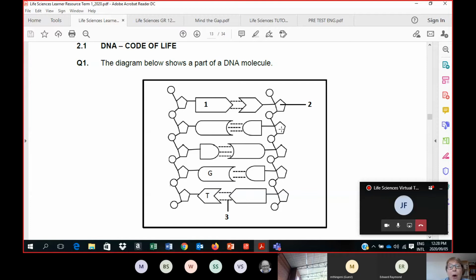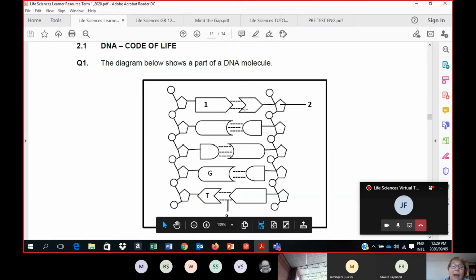Please note that the DNA molecule in your exams may not look exactly like this, right? It can be drawn in different ways. The little circle we know is our phosphate portion, and then these are your nitrogenous bases over here, and the little lines are the hydrogen bonds.